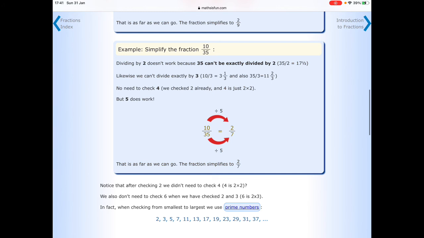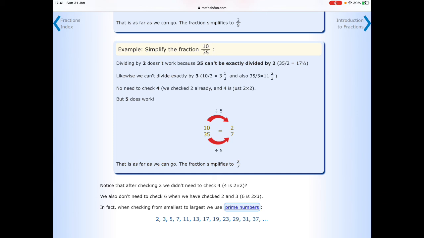Looking at this example here, if we're trying to find the simplest form of 10/35ths, how do we decide what we divide these numbers by? So it explains here that dividing by 2 is not going to work, because can you divide 35 by 2 and get an exact number? The answer is no, you would end up with a decimal number or a remainder. So we can't divide 35 by 2, so we can't use 2 to divide them.